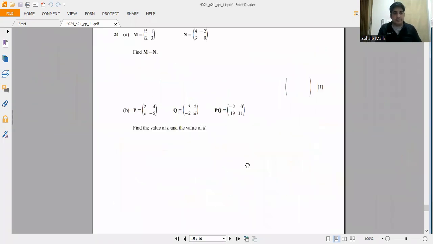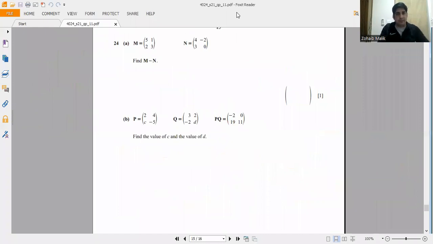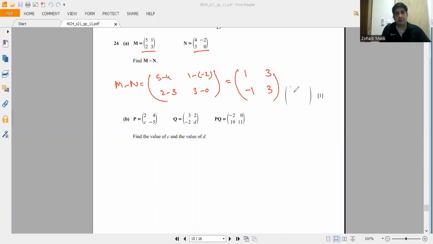Okay, the next is I need to find m minus n. m minus n means, because these are two matrices, we subtract their corresponding numbers. This would be m minus n equal to 5 minus 4, 1 minus minus 2, and 2 minus 3, 3 minus 0. This would be equal to 1, 1 plus 2, this will be 3, this is minus 1 and 3. So this is 1, 3, minus 1 and 3. Now this is given. The product is given.